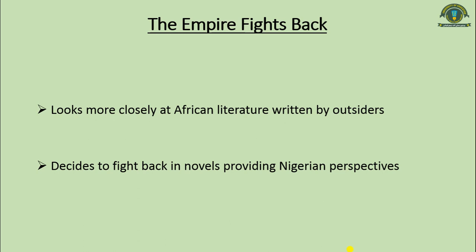Because of such depiction, he made the decision to fight back in novels, providing a Nigerian perspective, and he was willing to face considerable trouble to tell worthy stories. Because of the misrepresentation or racist depiction, he decided to write back, to fight through novels and writings, and that is the reason he used mixed languages, so that non-African people can easily understand his story and the purpose behind his writings.